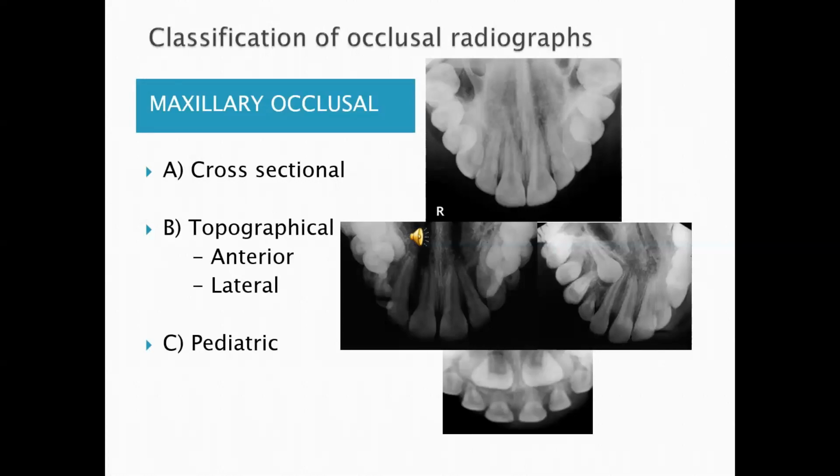Now there is a classification also. Remember, different authors or different clinicians will classify these films in different ways. A standard classification would be something like a cross-sectional that covers the whole of maxillary arch, topographic, which can be anterior portion from canine to canine, or probably one side, right or the left side, and a pediatric, which is used for pediatric patients. So 3 types in one. Maxillary occlusal, similarly for the mandibular occlusal.